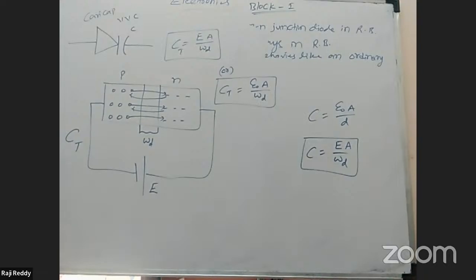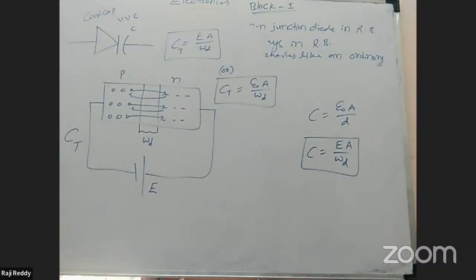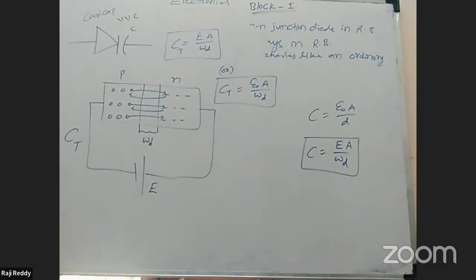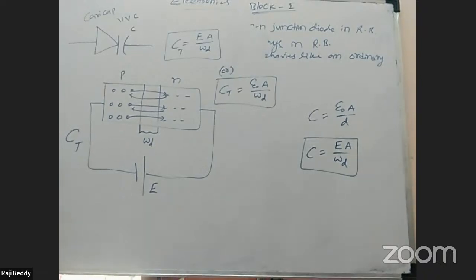That's it. Like this, you can go through the questions in this unit: types of diodes, and next, PN junction diode applications. PN junction diode working in forward bias and reverse bias.